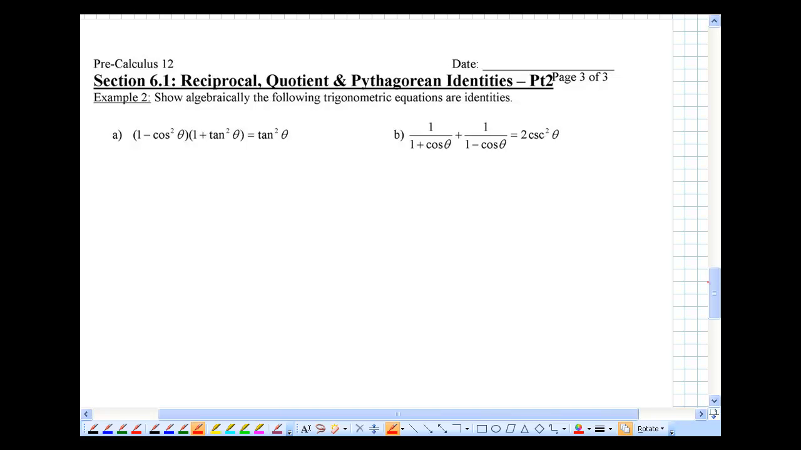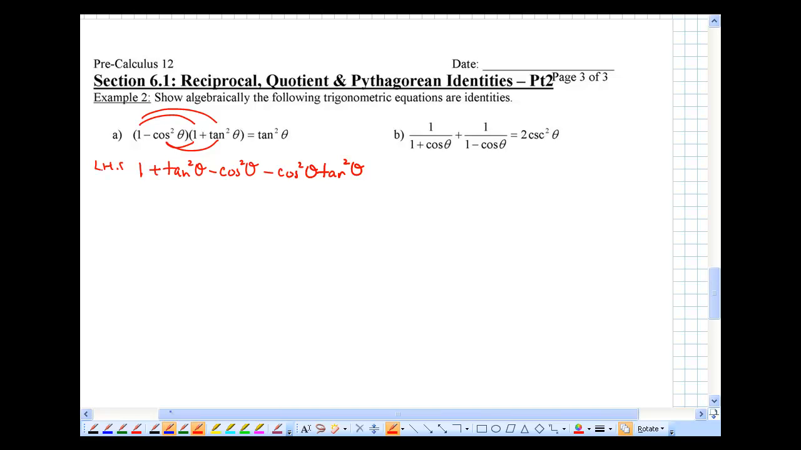Let's take a look. Always, I think, start from the more ugly side and try to get to the easier side. In this case, I think the left-hand side is ugly, so I'll suggest let's go from the left-hand side to the right-hand side. Okay? We'll expand. So 1 times 1 is 1. 1 times tangent squared just becomes tangent squared theta. Negative cosine squared theta, that's this. And then negative cosine squared theta times tangent squared theta. Your goal now is to try to simplify here, okay?